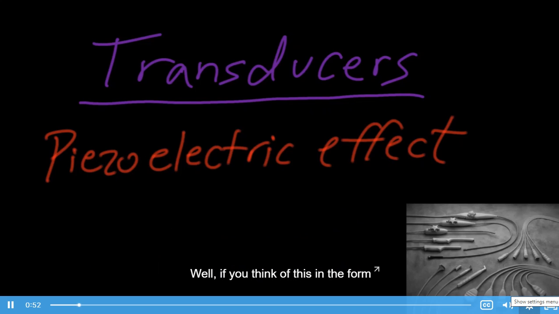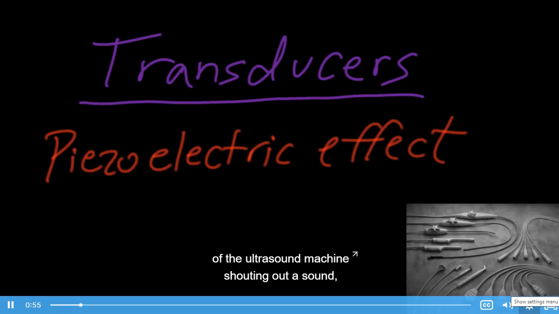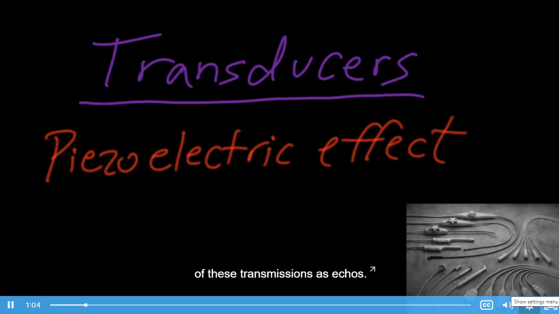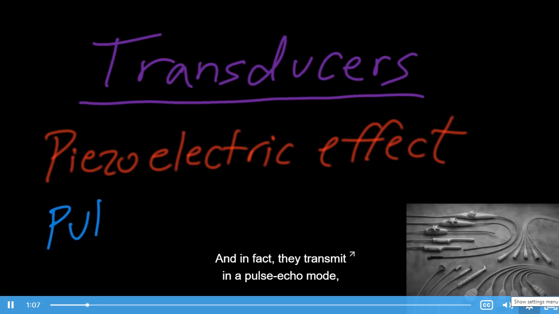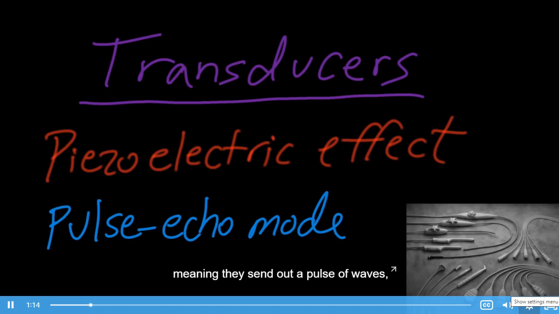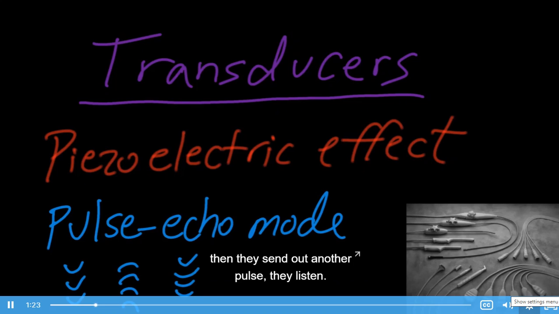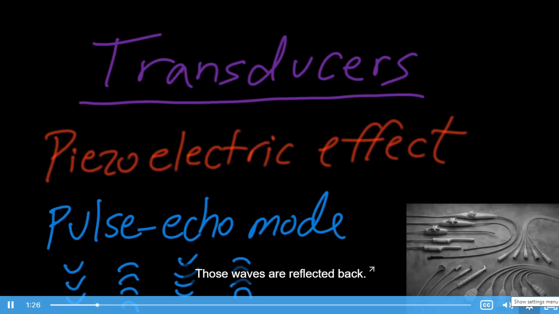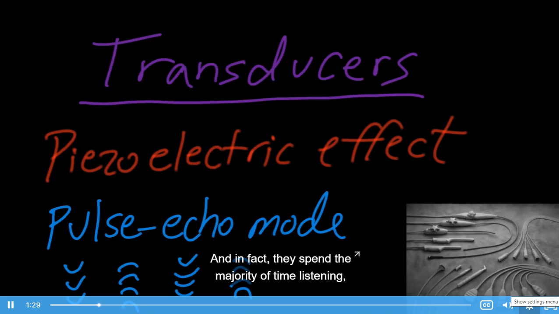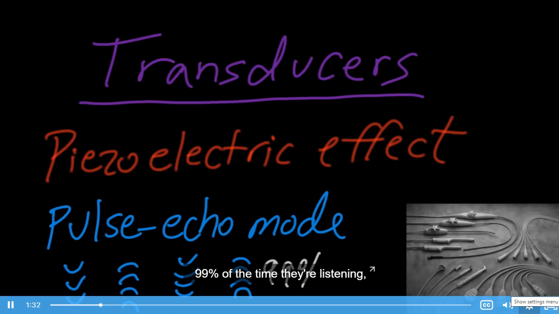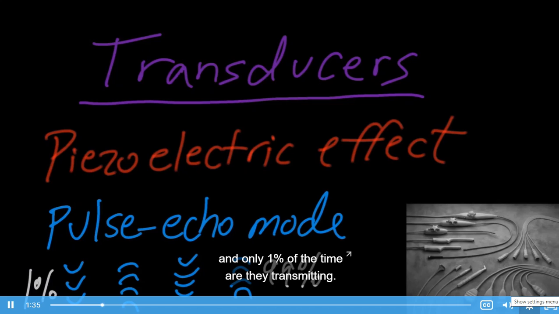Well, if you think of this in the form of the ultrasound machine shouting out a sound, it hitting a canyon, and that echo being reflected back and being received, we can think of these transmissions as echoes. And in fact, they transmit in a pulse echo mode, meaning they send out a pulse of waves and then they listen. Those waves are reflected back, then they send out another pulse, they listen. Those waves are reflected back. And in fact, they spend the majority of time listening. 99% of the time, they're listening, and only 1% of the time are they transmitting.